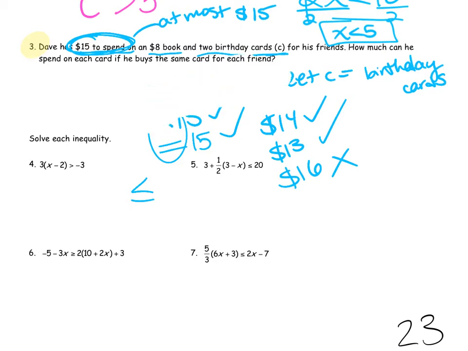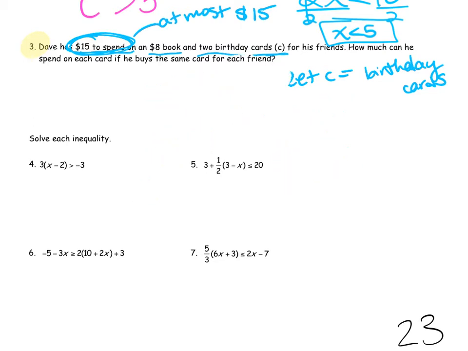Okay? So I know one part of this inequality. I know that this thing is going to be less than or equal to 15. Right? We just established this. Okay, he's definitely buying this $8 book. So the $8 book is happening no matter what. And he's buying 2 birthday cards that cost whatever they do. Right? So we said let them be C. So let's say let C equal cost of birthday cards. So we have 8 plus the 2 birthday cards. I don't know how much they cost, so let's call it C. And that is our inequality.